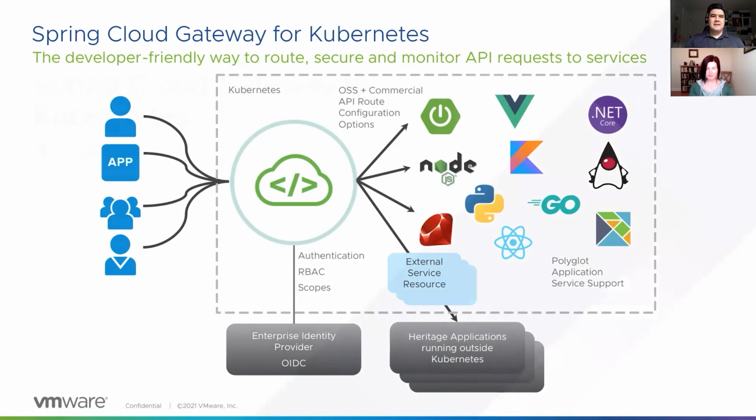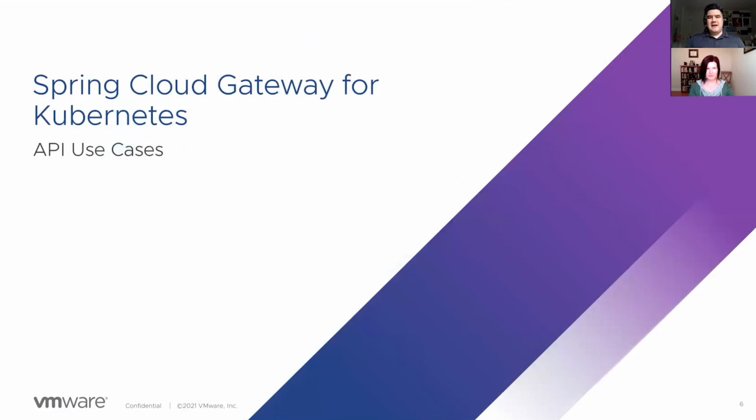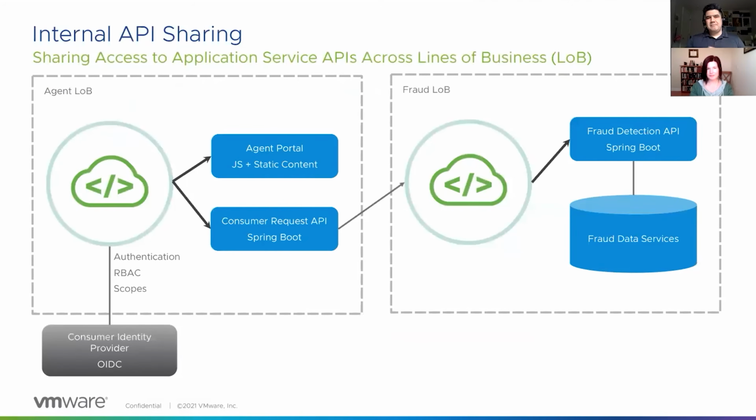Okay. So let's talk about some of the use cases that we're trying to tackle and what we've seen in the API gateway market. One of them is internal API sharing, and we see this as much less served in our market currently. A lot of people are making their own solutions for this, so we wanted to make this a part of our product and easy to do. Let's say we have an example here: the agent line of business and the fraud line of business. Let's say it's an insurance company of some kind.